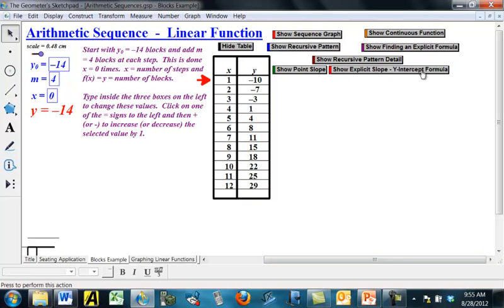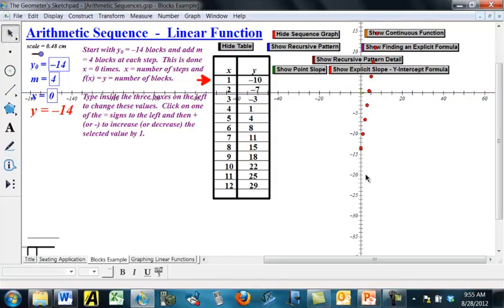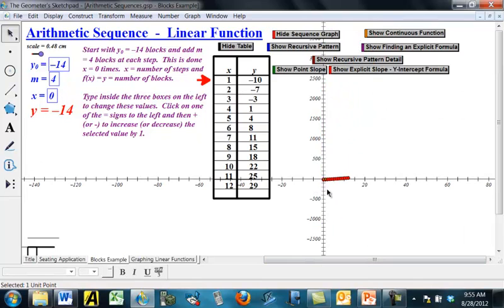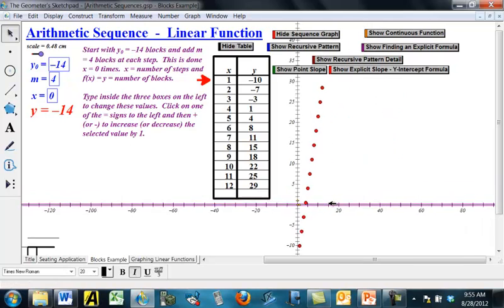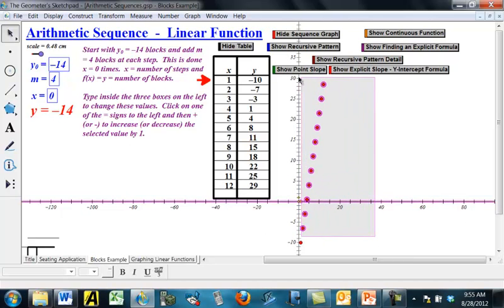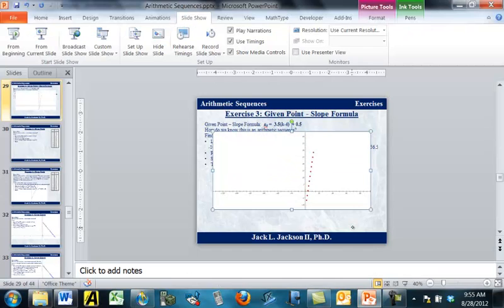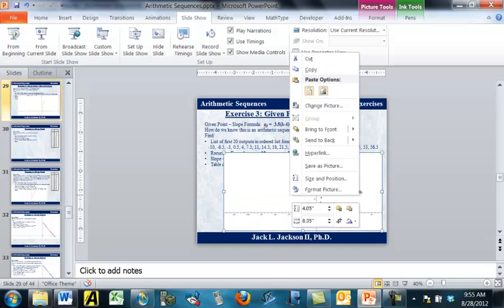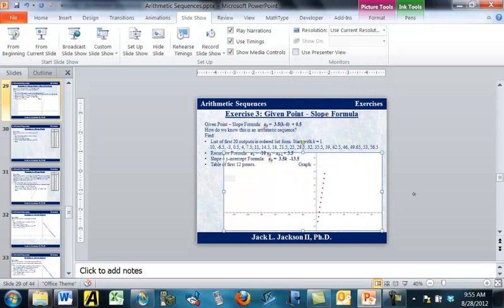Let me go ahead and get a graph of it though, which I could do now. This includes a 0th term, which we will not include. We'll look at this here. And this is a correct graph. Okay, I'll fix the table in a little bit, and then we'll come back to that.